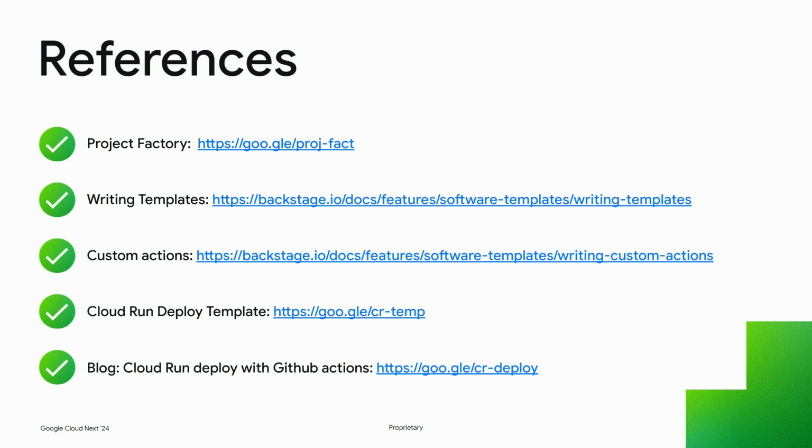There's references about how to write templates, custom actions. There's a simple Cloud Run deploy template for those who are novice in Backstage. It has step-by-step instructions there, and a simple way to just get your feet wet. And there's a blog about how to run Cloud Run CI/CD pipelines through GitHub Actions if needed.